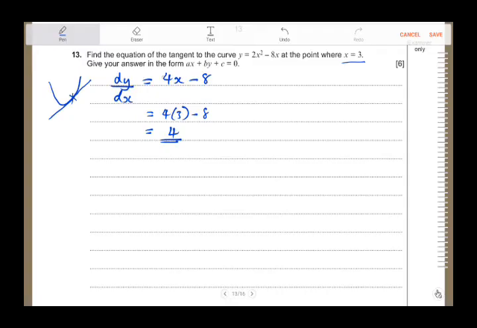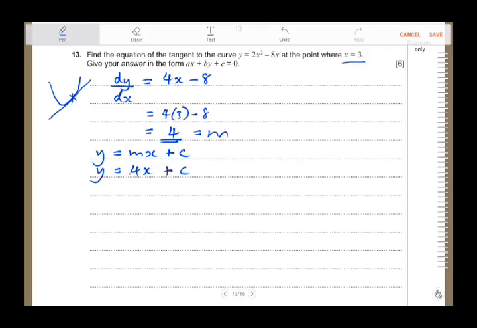Now what we're going to use to get the equation of the tangent is y equals mx plus c. That's our standard general equation of a straight line. We found m, so this equals m. So we can write that in. Now all we've got to find is c. Now to do that though, we need a point. We need the x coordinate and y coordinate of a point that lies on the straight line.